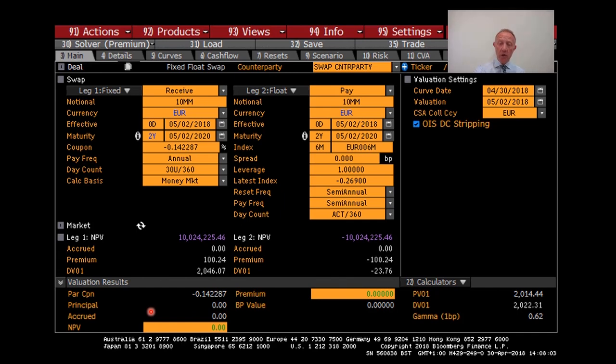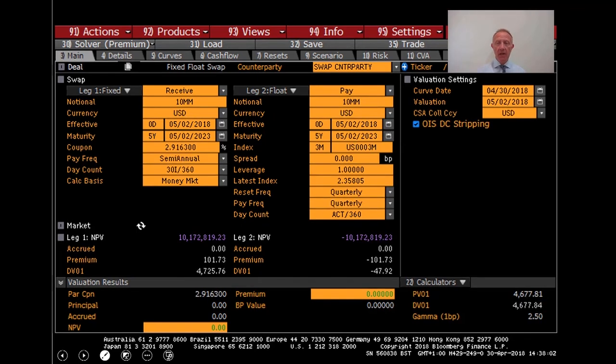This swap has a smaller DVO1 and PVO1, and the reason for that is this is a 2-year swap, and our previous swap was a 5-year swap. If you want to estimate the PVO1, look at 1 basis point multiplied by the term of the swap, so 1 basis point times 2, because it's 2 years, multiplied by the notional of the swap, which is 10 million. That's 2 basis points on 10 million, which is 2,000. That will give you roughly the DVO1. For the previous swap, 1 basis point times 5 years is 5 basis points times 10 million, roughly 5,000 for the DVO1.